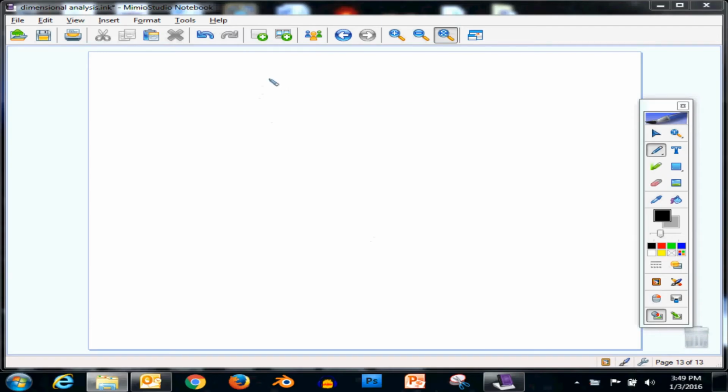Hello and welcome. Today we're going to look at how to figure out the conversion factors that we're going to be using in chemistry, and it's really all centered around this very central concept in chemistry called the mole.